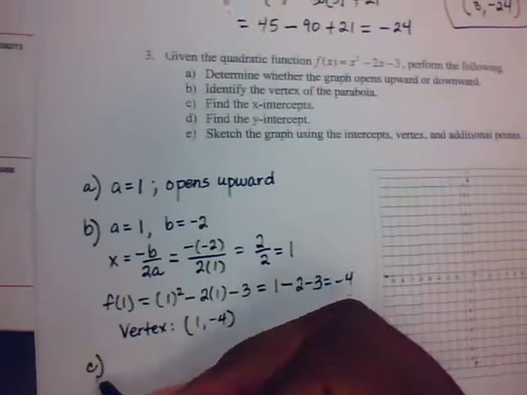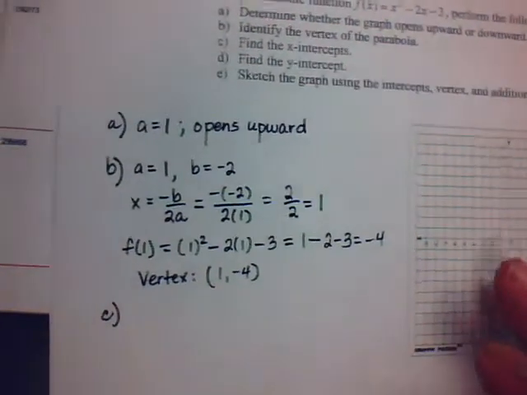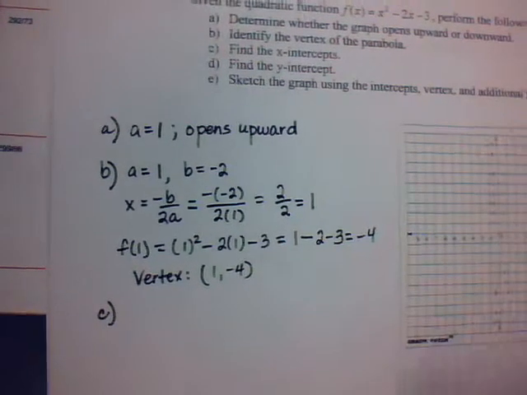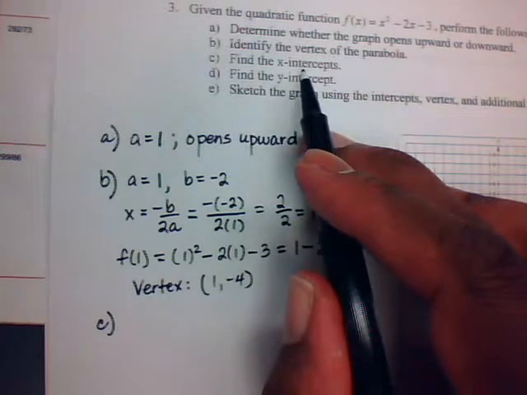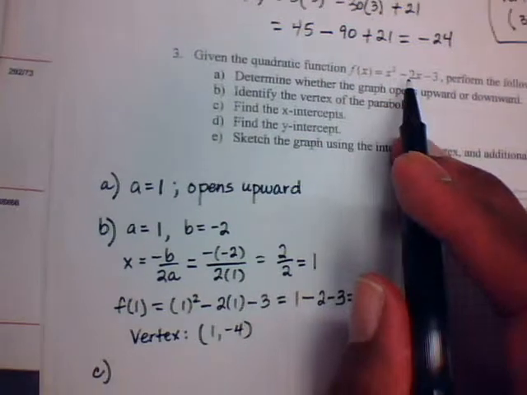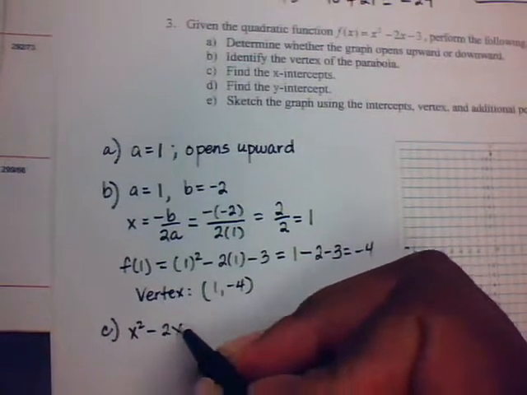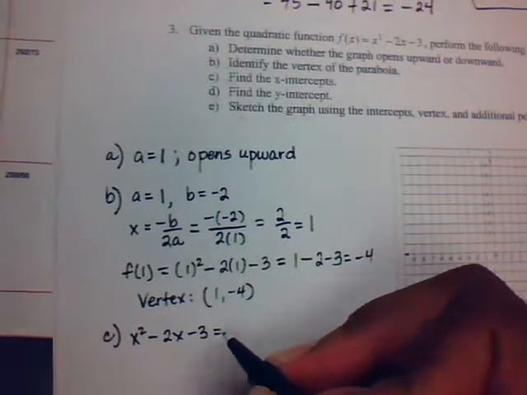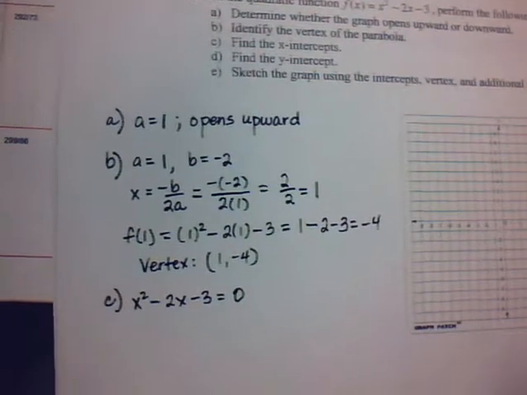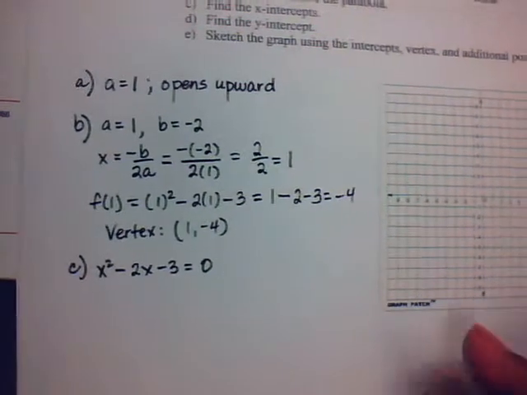Part C. Find the x-intercepts. Well, if we want to find the x-intercept, we want to set this particular function equal to 0. So we have x squared minus 2x minus 3, which is my f of x. I'm going to set that equal to 0 and solve for x.